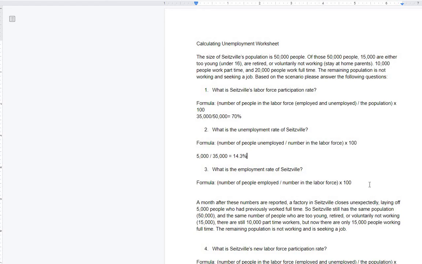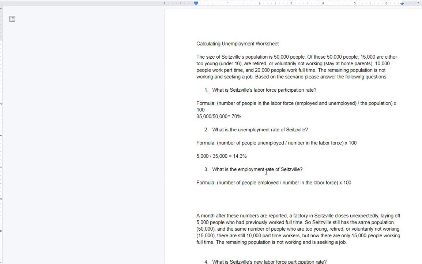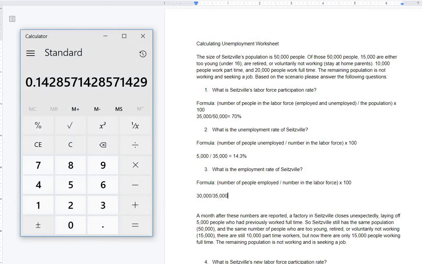Now the employment rate. There's two ways you can do it. You could either do the formula that I gave you there, or you can take 100 and subtract 14.3%, and that'll give you that. So let's just do the formula that I have. So we have 30,000 divided by 35,000, and we get 85.7%.